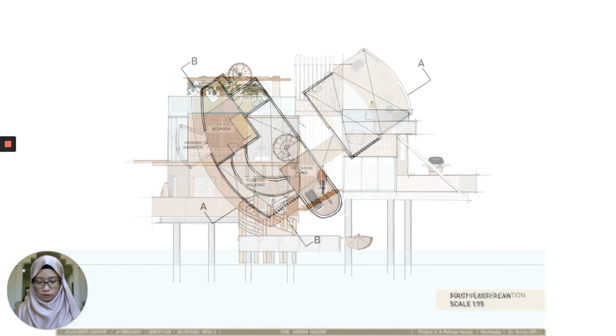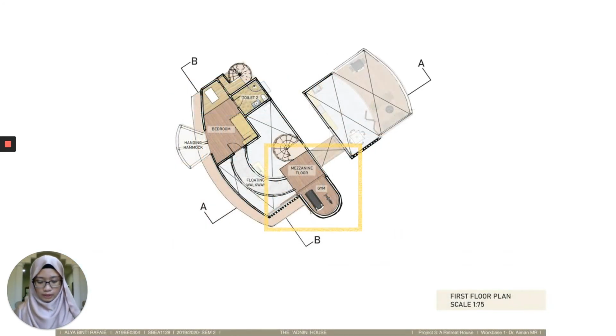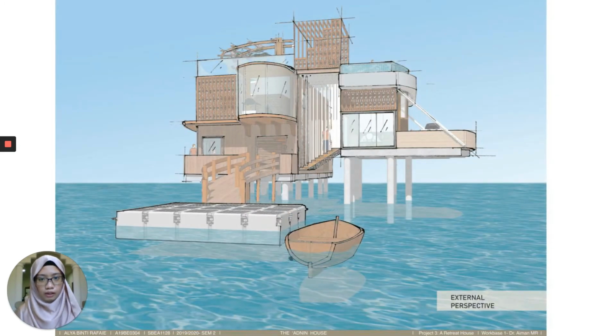Moving on to the first floor, this mezzanine floor holds a cantilevered space of the gym. The gym is in the shape of an extended half cylinder with curved glass panels that show a stunning view of the river.